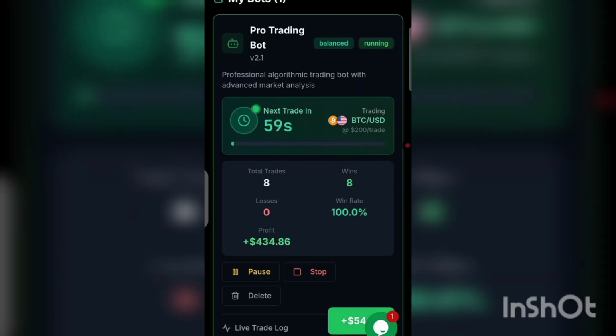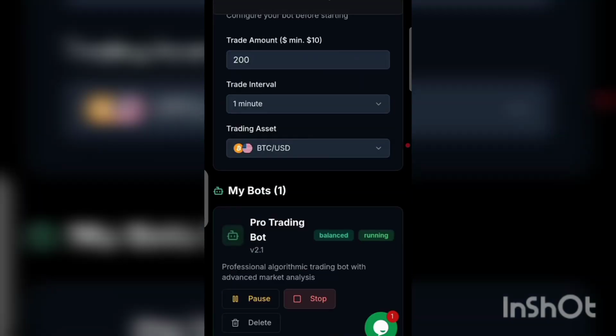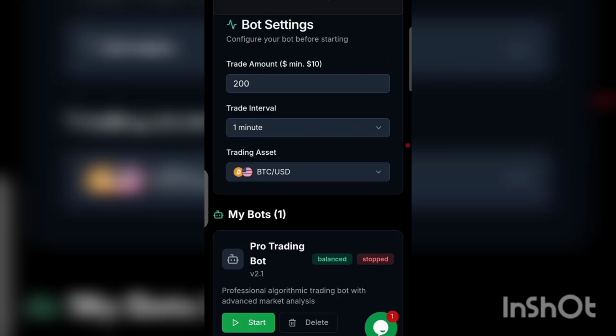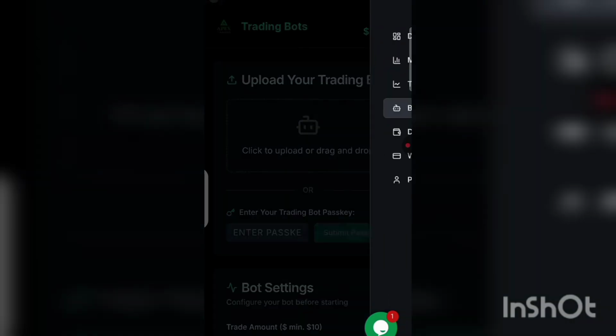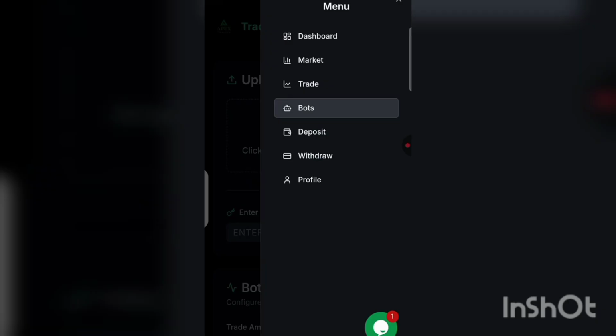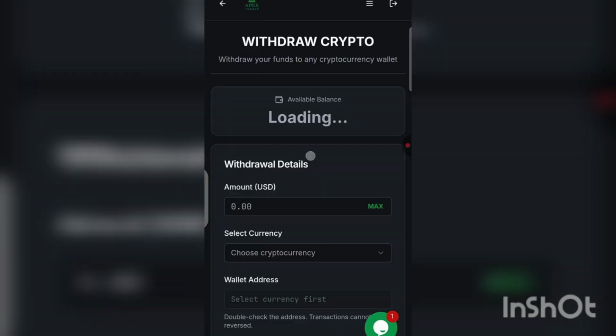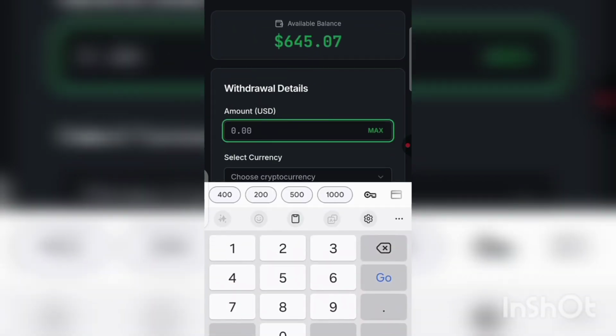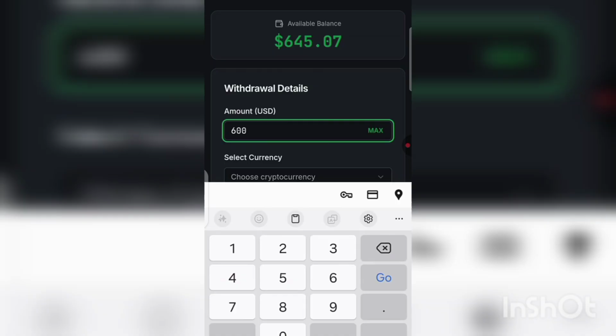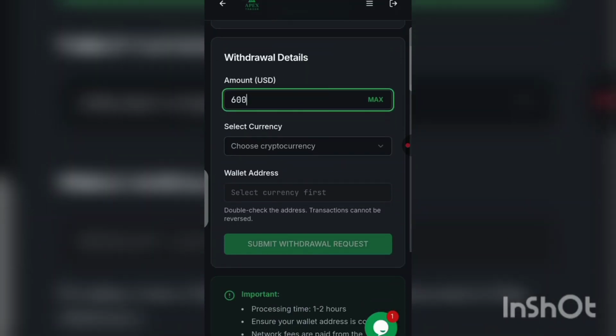So now it has performed another one. You can see our money is now at 434 USD. This is our actual profit right now. So you can see after it took an extra trade, okay, it took another trade, we are now at 645 USDT. So what I'm going to do now is to make a withdrawal of 600 USD.